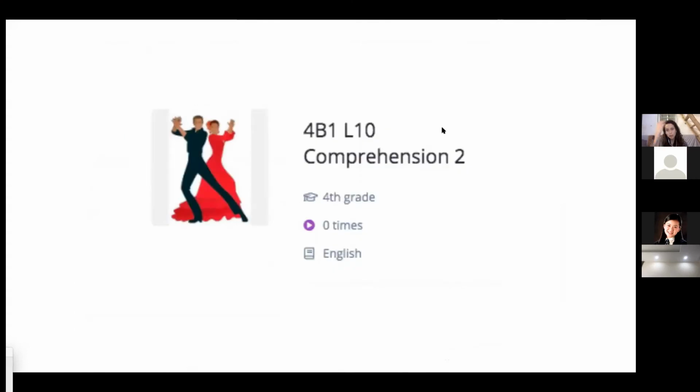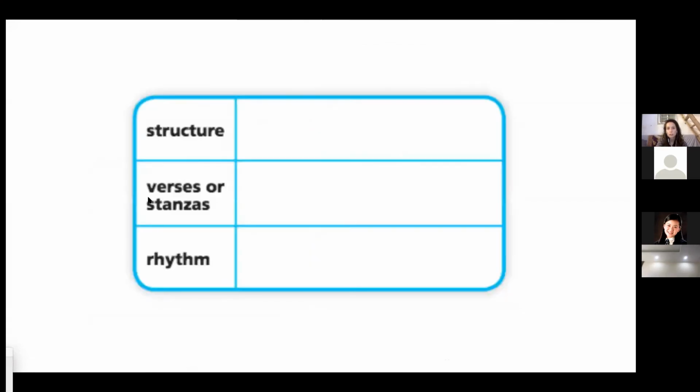Going to talk about poetry today. So we're going to do the second story for lesson 10. So we need to go over some vocabulary words. So when we're talking about poetry, structure is the way a poem is organized.